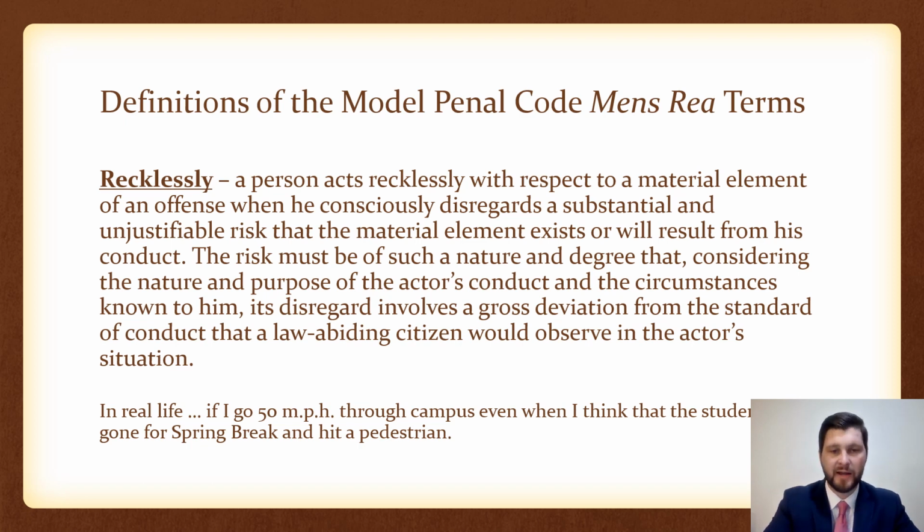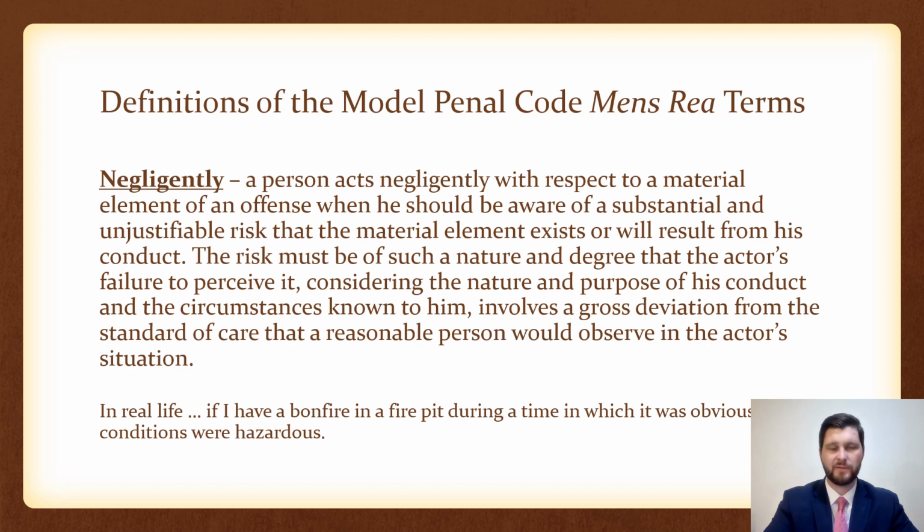So, in real life, if I go 50 miles an hour through Schreiner University campus, even when I think that the students are gone for spring break and I hit a pedestrian, yeah, you bet I'm liable for that. It's reckless to go through a crowded college campus at 50 miles an hour. That's why they have all those speed limit signs. So it is reckless to do that. A law-abiding citizen, one of normal character, would not do that. It is reckless to do that. And that separates us from negligently just a little bit, and you'll see here in the example.